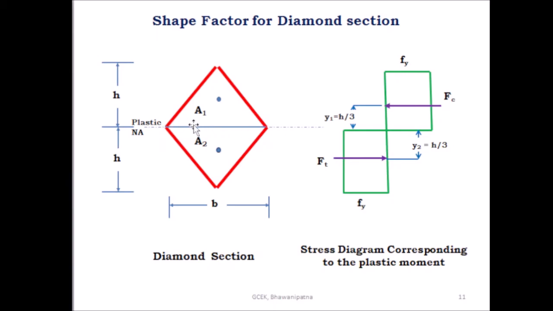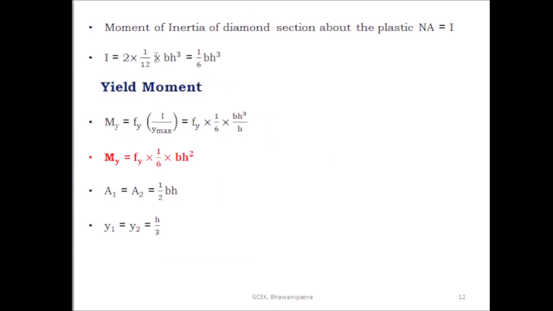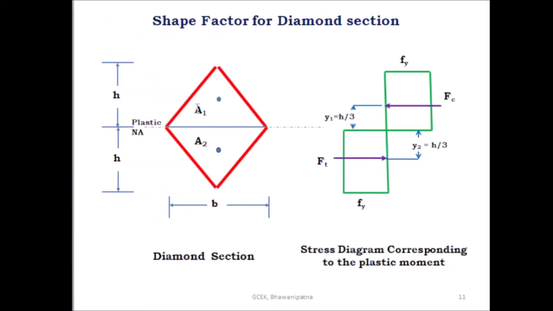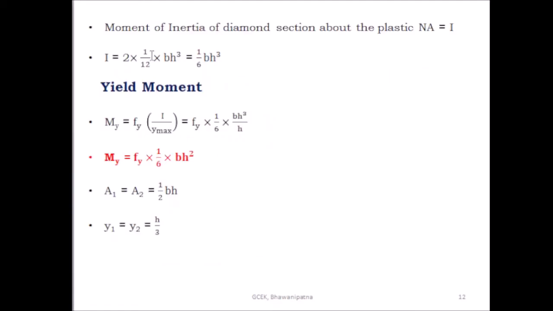So from the base, what is the moment of inertia of the triangle? This is 1 by 12 into b h cube, 1 by 12 into base into height cube. This is the moment of inertia of a triangle about the base. In the case of the diamond section, we find the moment of inertia of this triangle about the base and of this triangle about the base, and that becomes the moment of inertia of the diamond section. So 1 by 12 b h cube for this and 1 by 12 b h cube for this, so this is 2 into 1 by 12 b h cube, which equals 1 by 6 b h cube. This is the moment of inertia of the diamond section.